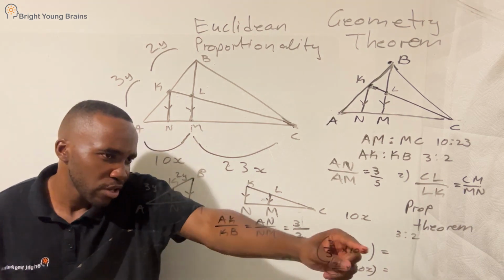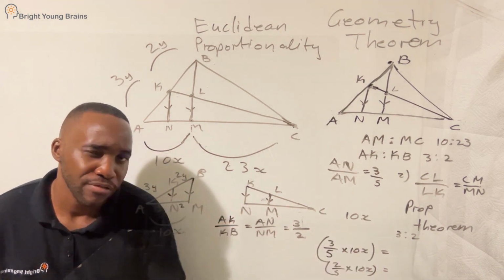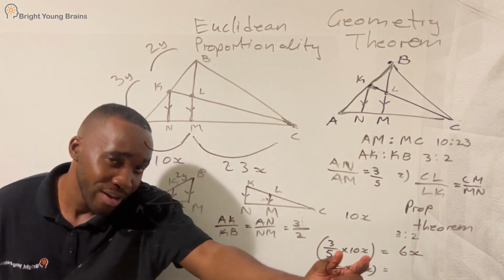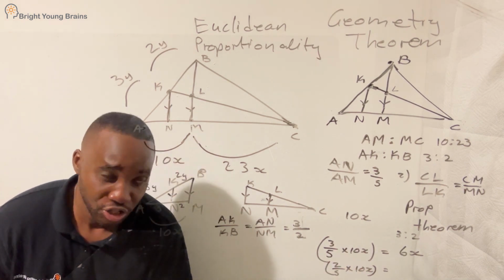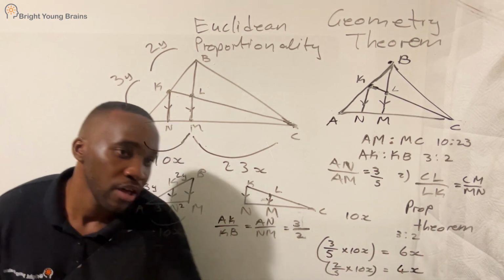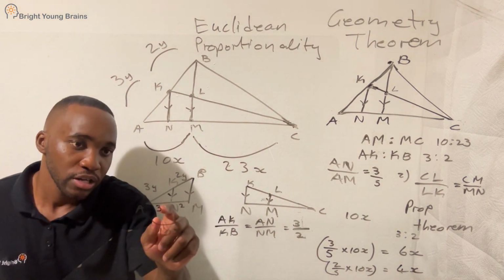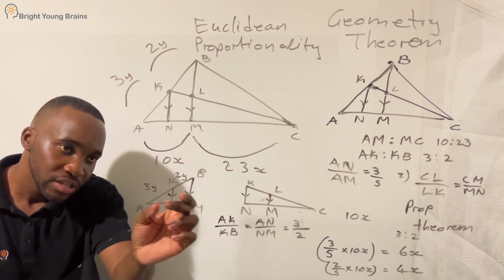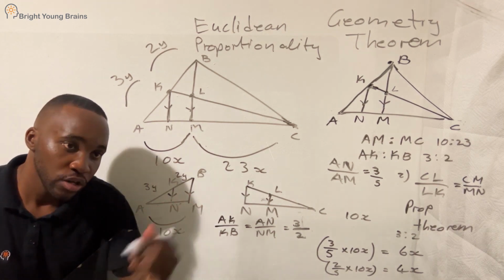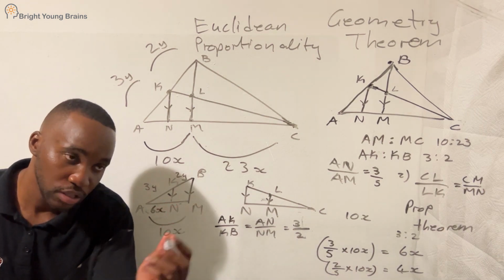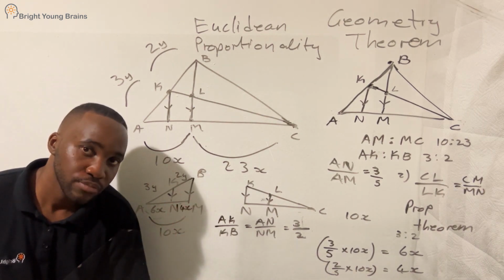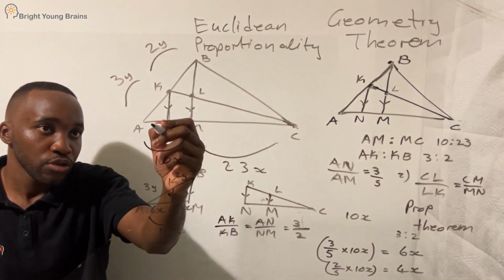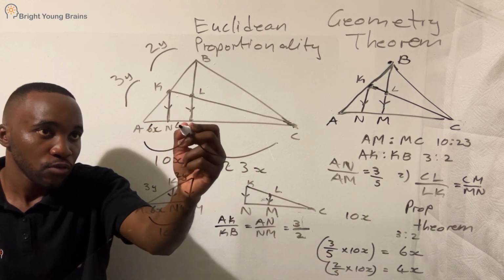Now this is going to be 30x over 5, which is just 6x. This one down here is going to be 20x over 5, which is just 4x. And there you go. So automatically you already know that this whole part is 10x. But if you split this line and this line using the ratio 3 to 2, this is going to be 6x, this is going to be 4x. And that's going to make your life super easy.